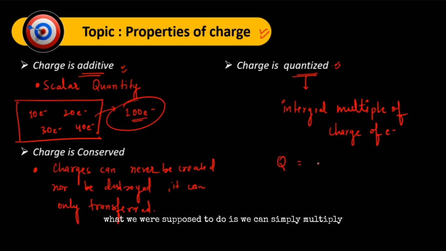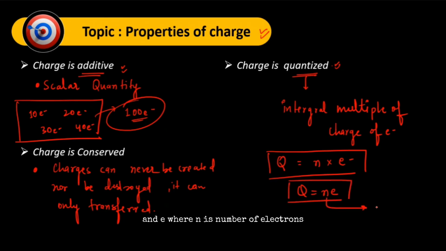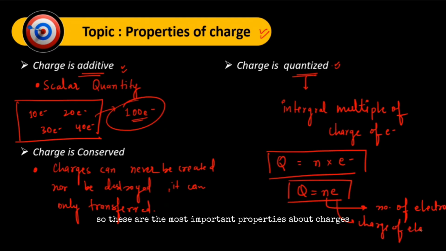So what we were supposed to do is simply multiply the number of electrons present in the body with the charge of one electron. So this will give us Q, the total charge of the body, is nothing but the product of N and e, where N is the number of electrons that this body might possess, whereas e is what we use to represent the charge of an electron.